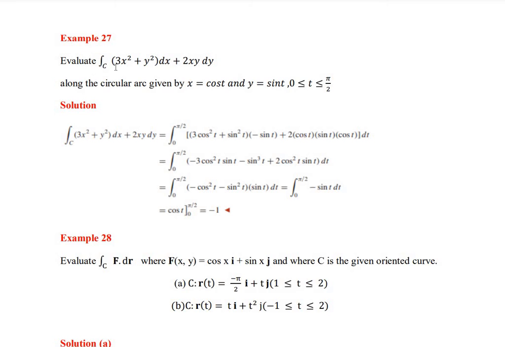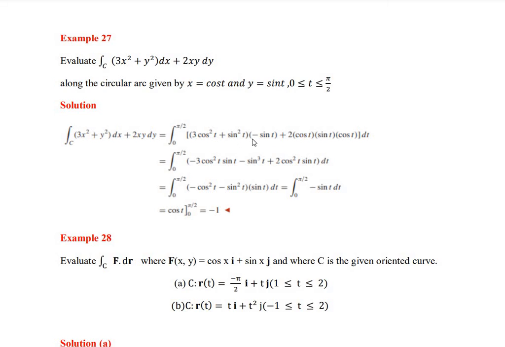Next one, evaluate the integral over C of (3x² + y²) dx + 2xy dy along the circular arc given by x = cos t and y = sin t, from 0 ≤ t ≤ π/2. This is the same question as in the case of example 26, so we can also do this problem by substituting x = cos t and y = sin t in this equation.